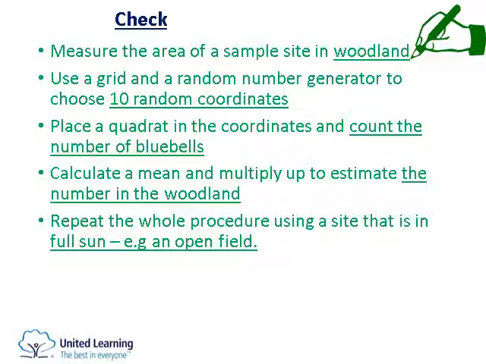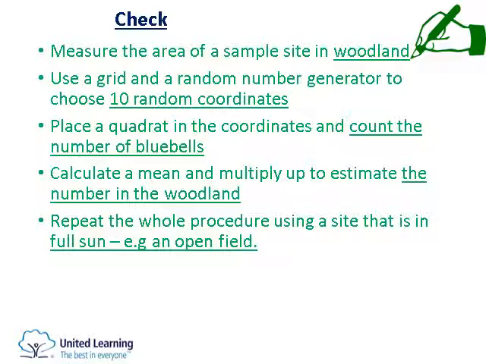So I need to use a grid and random number generators. Basically you make some coordinates, and you generate randomly your coordinates to place your quadrat on, and then you count the number of individuals within the squares. Repeat that 10 times, and then you work out a mean by adding them all together and dividing by the number that you have, which is 10. That will give you your estimate of your population of bluebells.